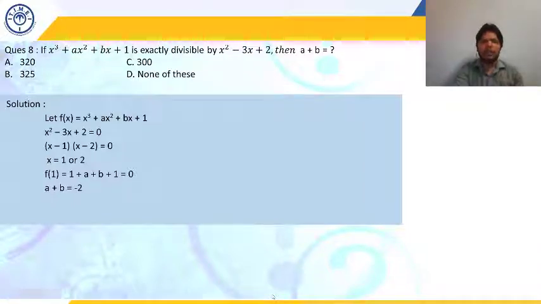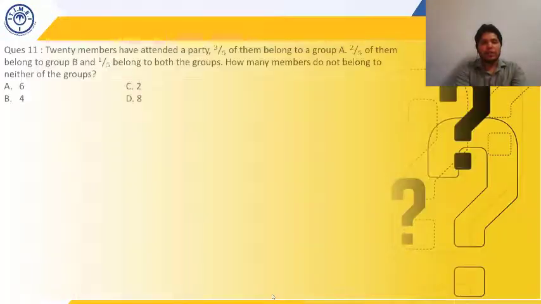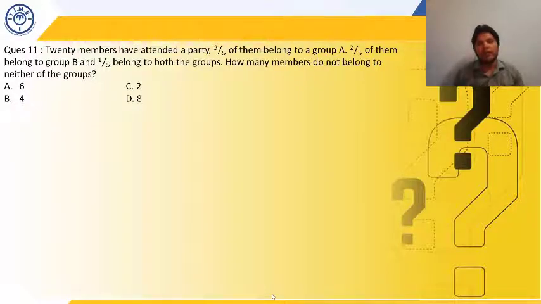So if 1 is a root of x square minus 3x plus 2, we can say x cube plus ax square plus bx plus 1 is divisible by x minus 1 as well as x minus 2. If we put 1 instead of x in this cubic equation, we will be getting the value of a plus b. So a plus b here is minus 2. So the answer is choice A, minus 2. Next question. Just try to get an idea what has to be done in this question.